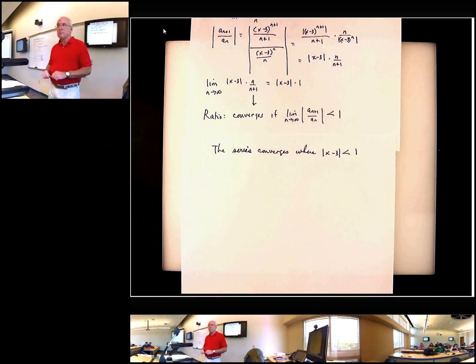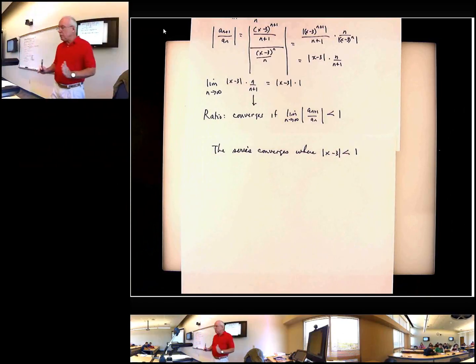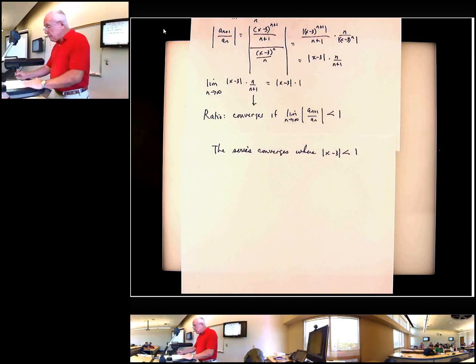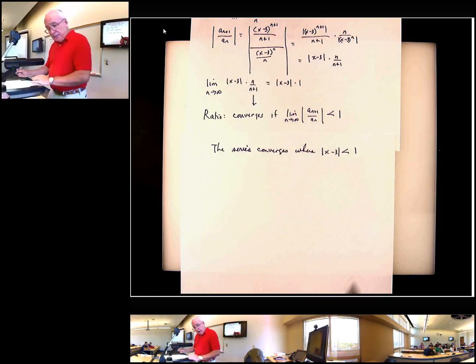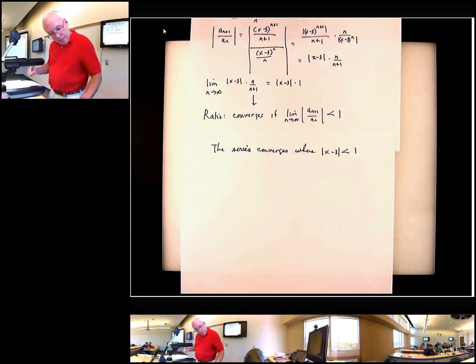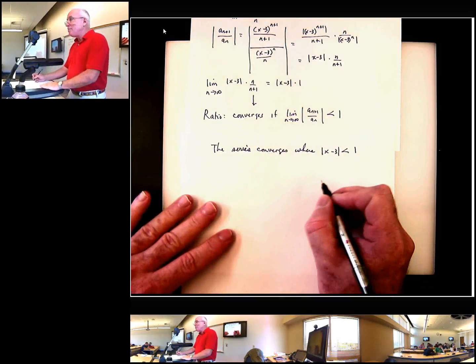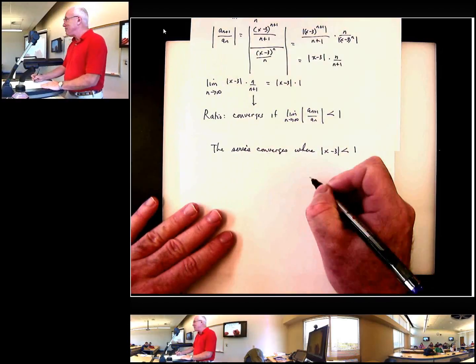Okay. Question on that. We found our limit. Our limit turns out to be absolute value of x minus 3. So now we want it to be less than 1 to find out where it converges. All right. So this then comes down to basic algebra, college algebra, intermediate algebra of solving this particular absolute value inequality, which may be some people's favorite part of algebra. And so what do we do here when we have an absolute value less than 1 or less than a number? How do we solve this?